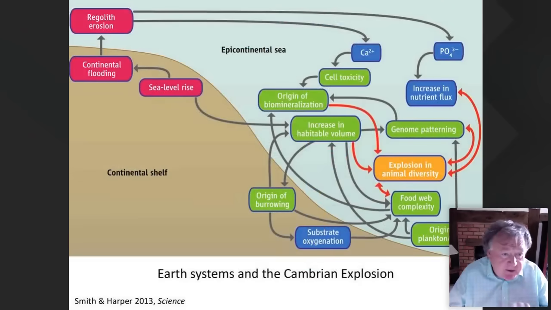This is something that Dave Harper and I tried to do a few years ago. And in the green boxes, we've got biological processes. In the blue boxes, we've got geochemical processes, and in the red boxes, we've got geological processes. And although it's a very complex diagram, what it indicates is that all of these processes are interacting, and they're interacting via what we call feedback loops, where the process goes round and round and begins to amplify the signal. So this is another way of looking at the Cambrian explosion, through these interacting processes.